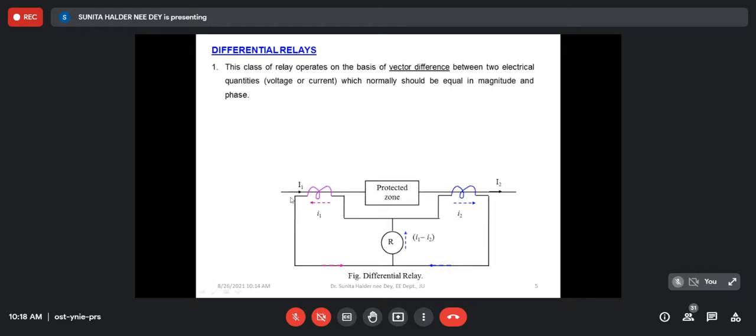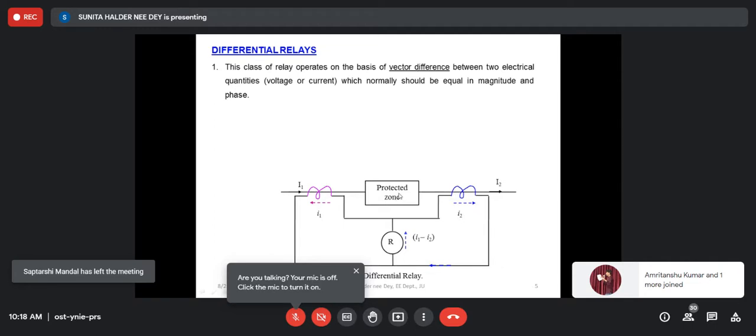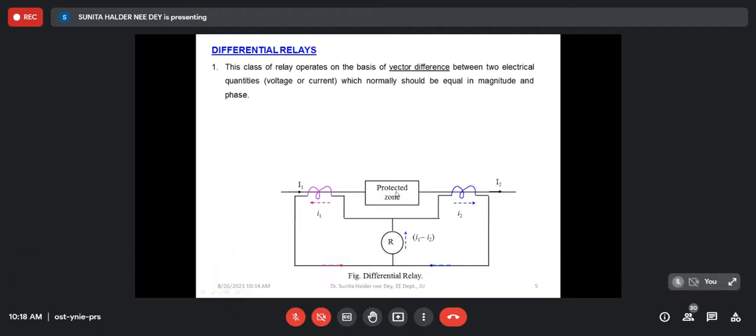Now, if there be any fault within this protected zone, then obviously the direction of I1, I2 will change, because from both sides current will rush towards the fault point. So in that case, the direction of current will be changed. So the differential relay operates with a principle that this relay actually observes continuously the difference between two currents, and if this difference goes beyond a certain limit, then it operates.